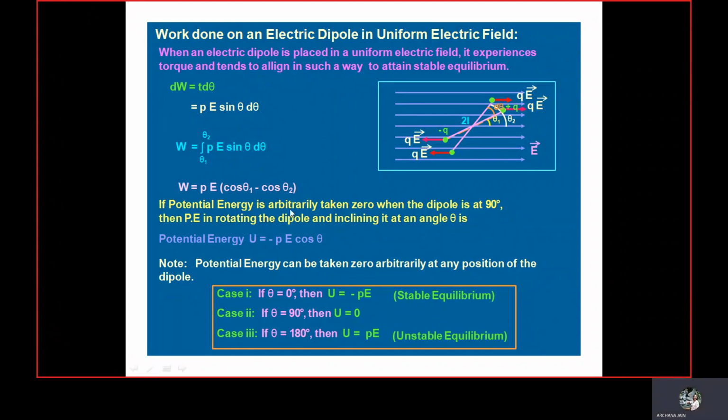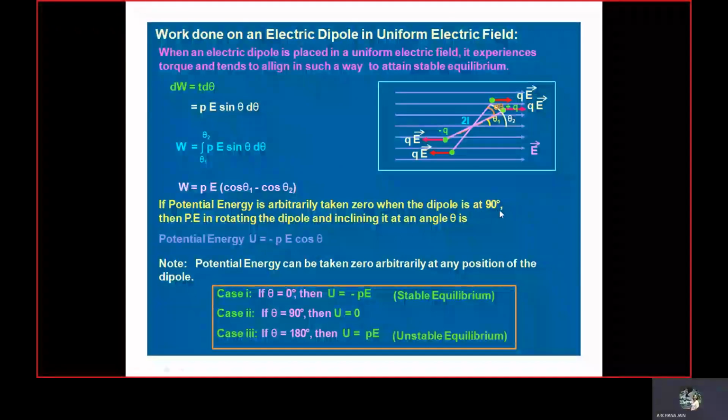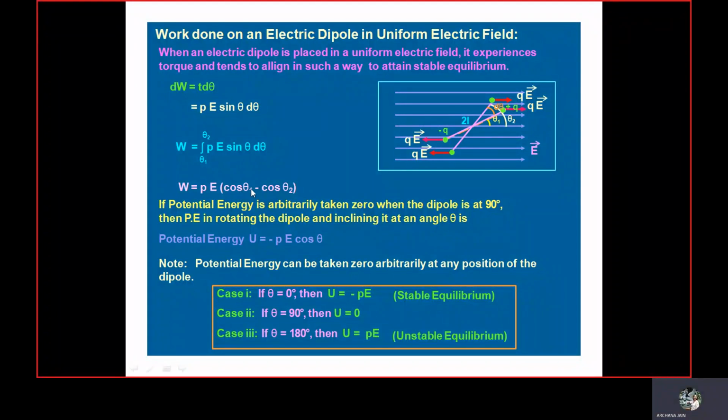If potential energy is arbitrarily taken 0 when the dipole is at 90. Suppose we take theta 1 is equal to 90, then cos 90 becomes 0 and theta 2 is replaced by theta. Then the formula becomes U, W is replaced by U, and this will become minus PE cos theta, because this theta 1 is 90, cos 90 is 0. Here this is minus.